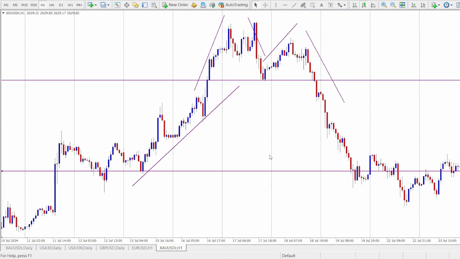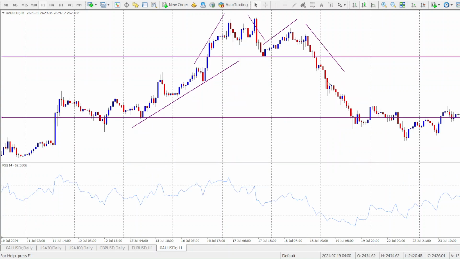Remember that when you are using the M pattern, it is important that you set your support and resistance levels. They are very, very important, okay? And then just to add to your confirmations, you can decide to use other indicators like the RSI or the stochastics and even the moving averages as well, okay, for extra confirmations.